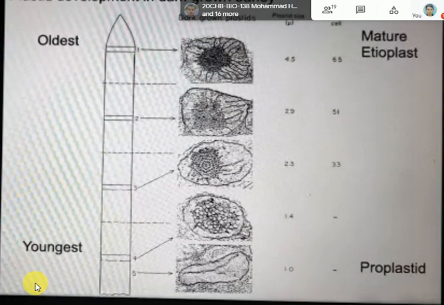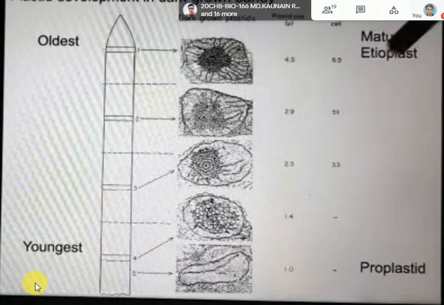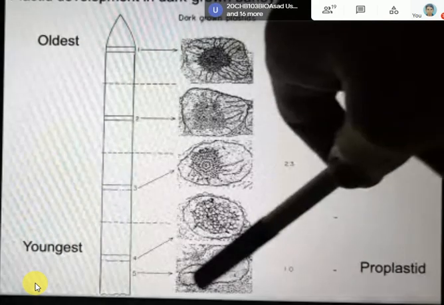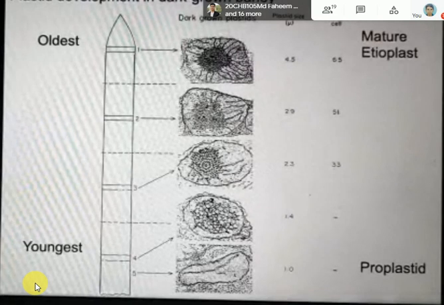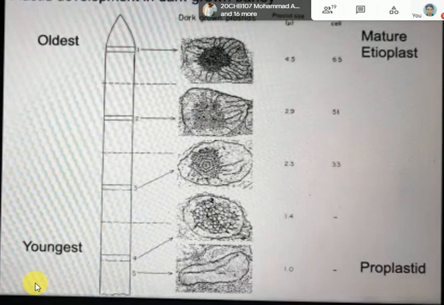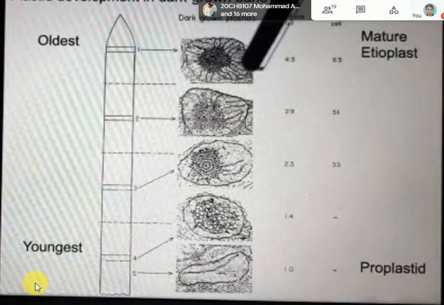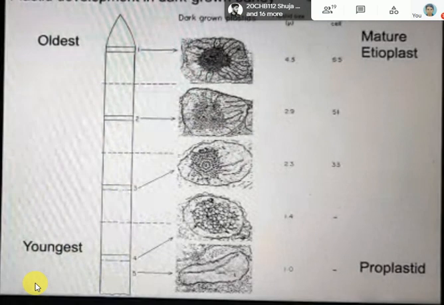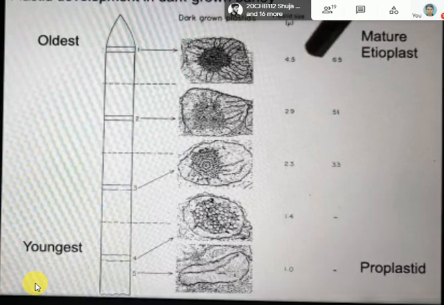Then plastid development in dark-grown barley. This is the oldest one, this is the youngest one, this is the mature etioplast and the proplastid. So this proplastid can grow into the mature etioplast. You can see that in the dark-grown plastid, the size also increases from 1 micron to about 4.5 micron.